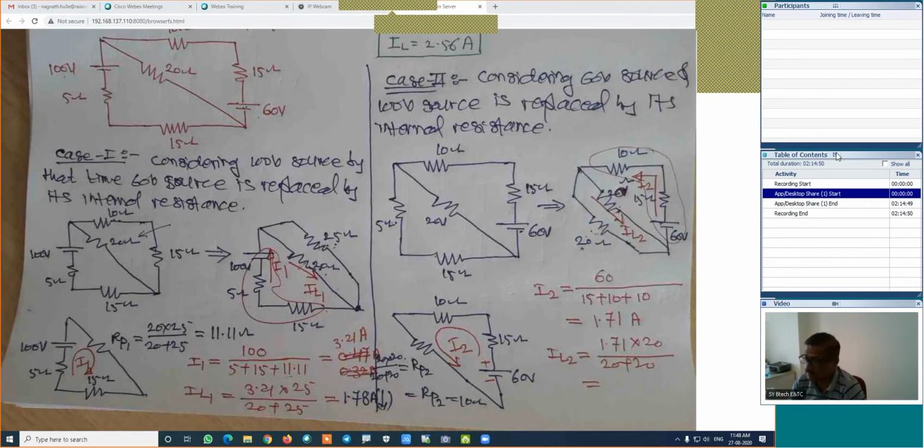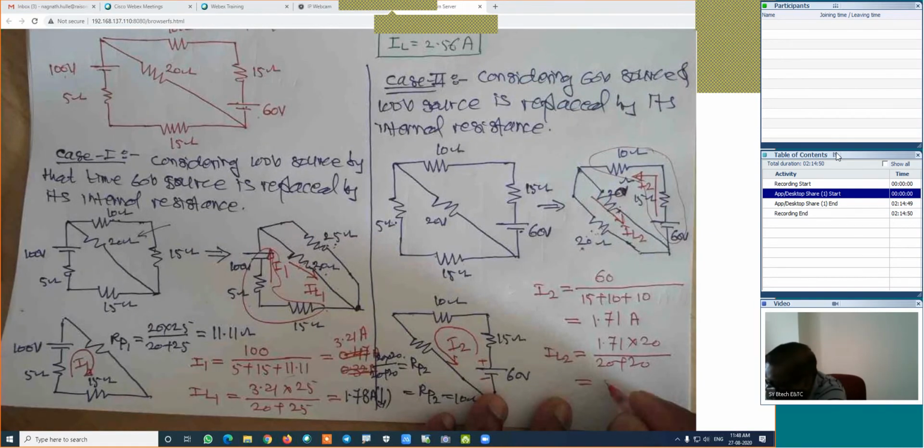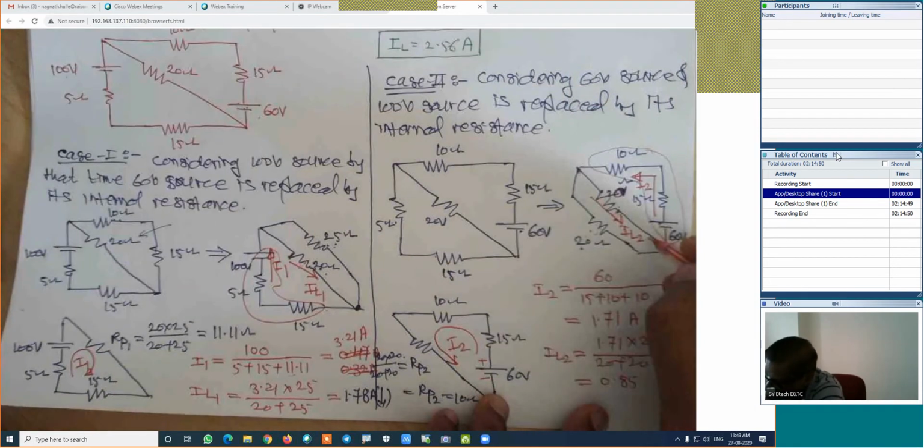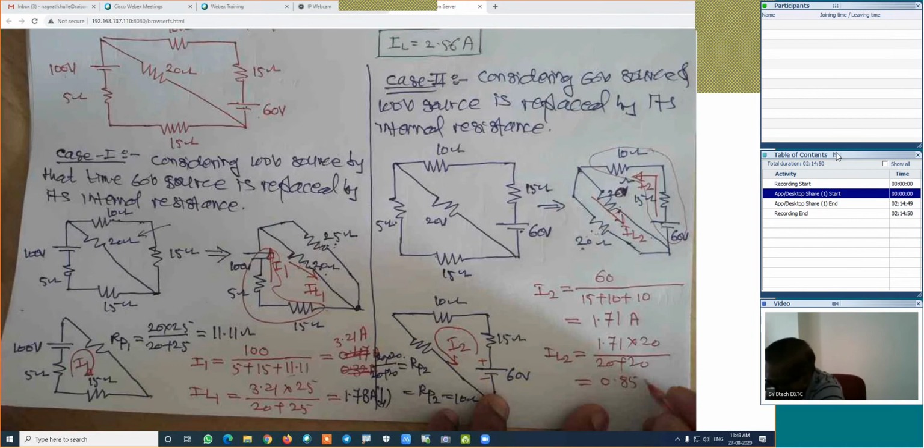Yes, Saurabh. 0.85. Madhuri. Yes. 0.85. Yes. Madhuri. Yes, sir. Yes. Correct. Correct. This is IL2. How is the direction of this IL2? It is downward. Is it right? This is amperes and it is downward.